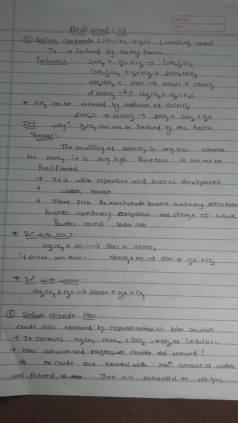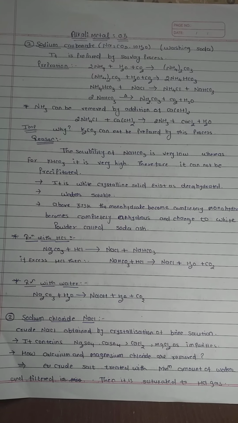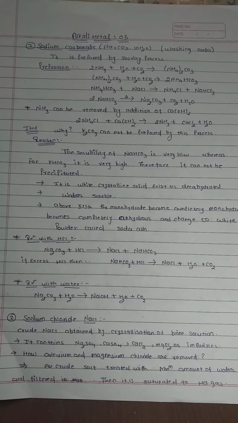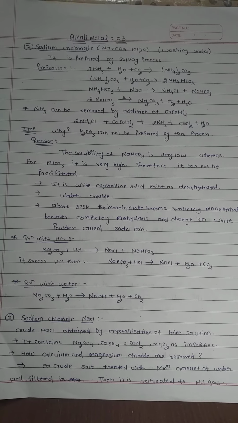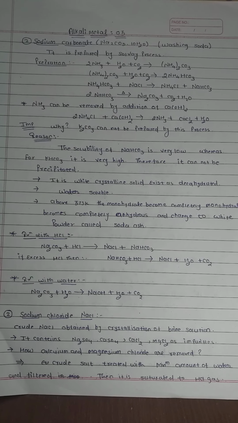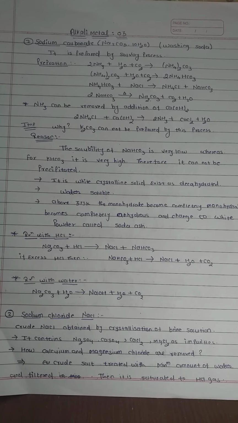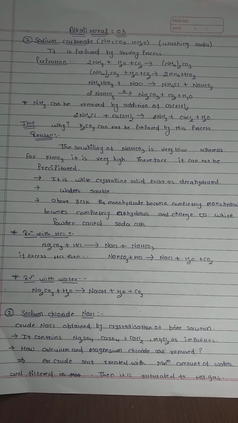When ammonium hydrogen carbonate is made to react with sodium chloride, it forms ammonium chloride and sodium hydrogen carbonate. The sodium hydrogen carbonate formed is heated at an appropriate temperature, and from that Na2CO3, that means sodium carbonate, forms, and water and CO2 are released.